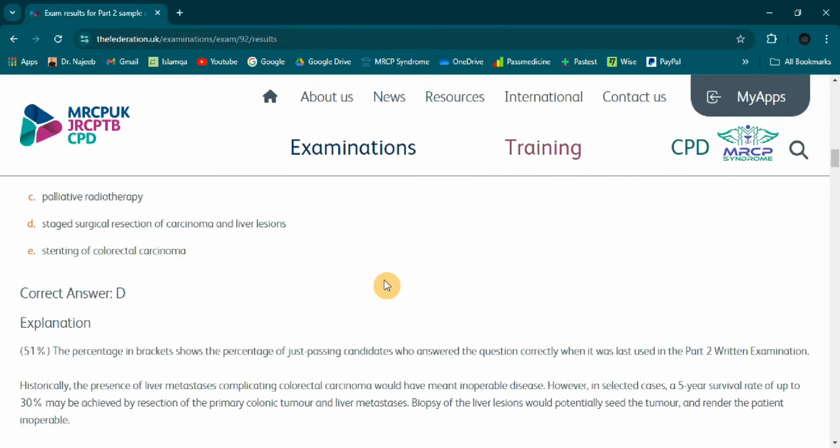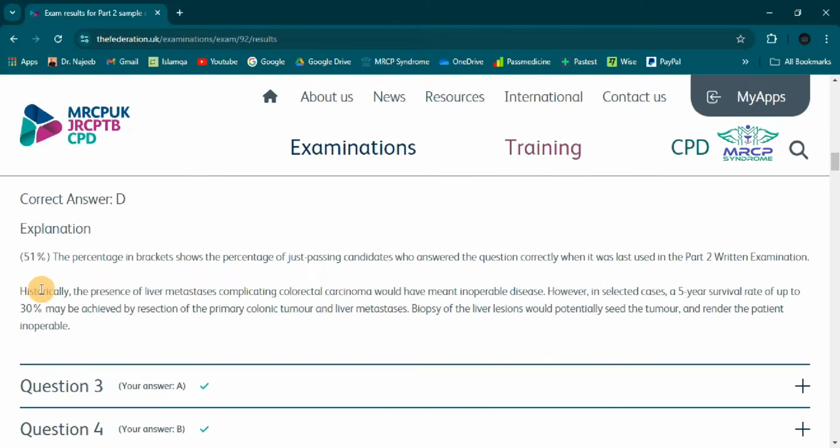And regarding the second one, historically, the presence of liver metastasis complicating colorectal carcinoma would have meant inoperable disease. However, in selected cases, a 5-year survival rate of up to 30% may be achieved by resection of the primary colonic tumor and liver metastasis. Biopsy of the liver lesion would potentially seed the tumor and render the patient inoperable.